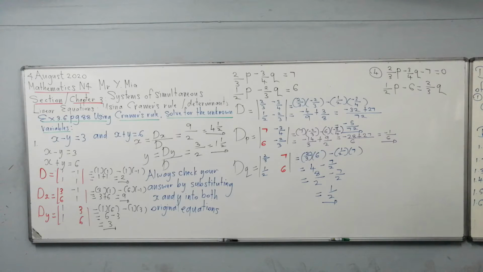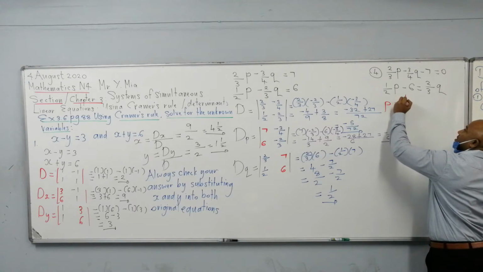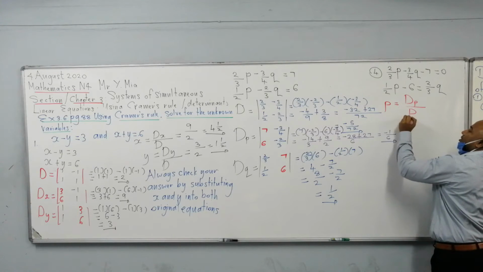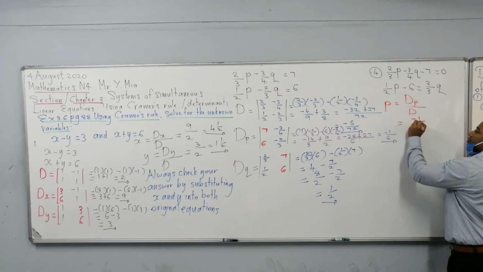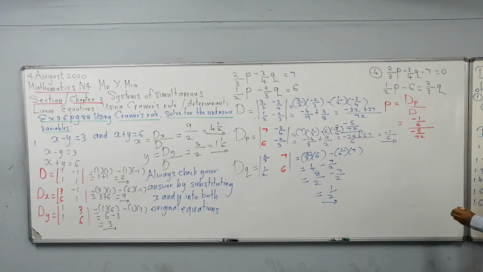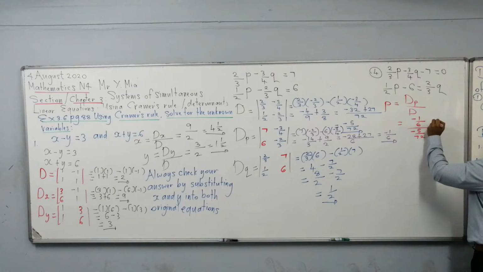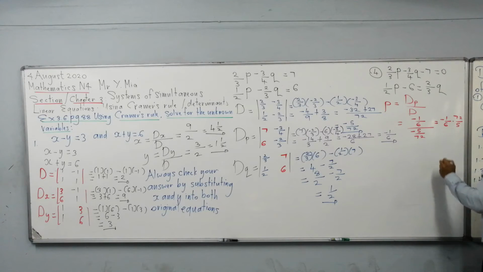Now, let's work out our final answers. So we know that P is equal to dP over D. My dP was minus 1 over 6 and D was minus 5 over 72, which is the same as minus 1 over 6 times 72 over 5.